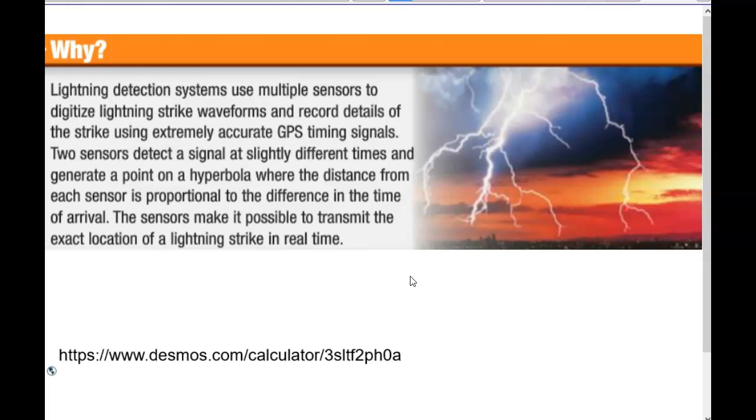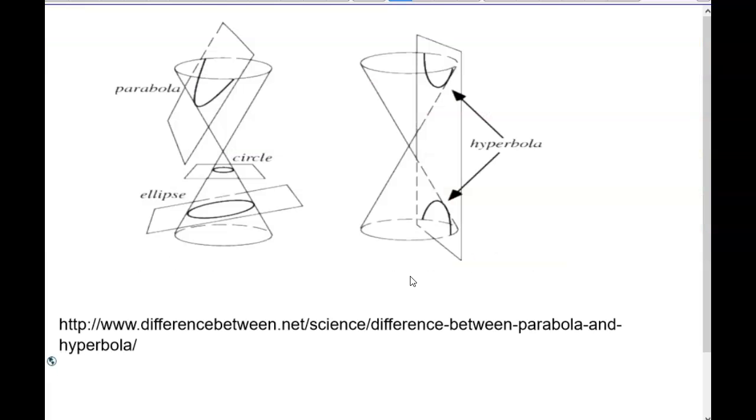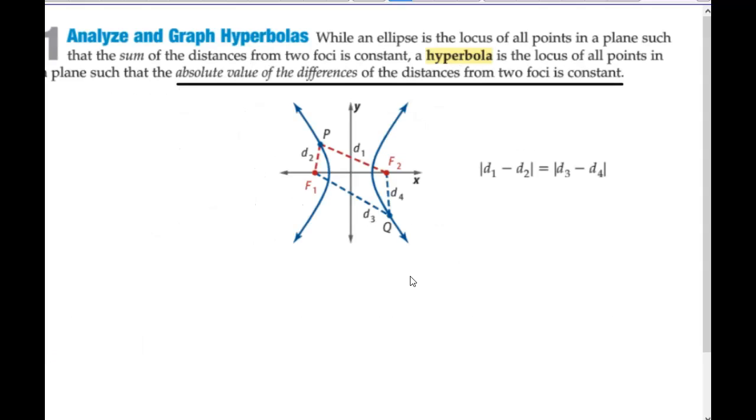But this is the fancy definition. It is the sum. Remember how the string stayed the same the whole time? So the sum of the distance from one focal point to the ellipse and back to the other focal point stayed the same at all times, the string length, okay? This is the difference between these. So if I pick a point on the hyperbola and I measure to each focal point and subtract, it will be a constant. Any other point I pick, I find the distance to each focal point and subtract, that would be a constant. So it's a weird definition.